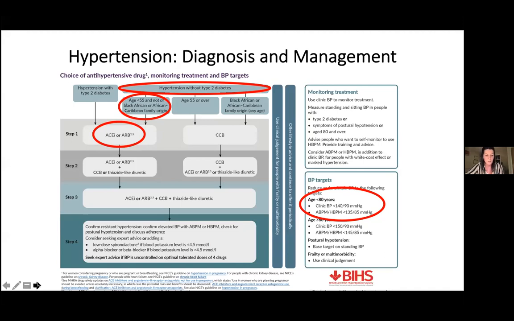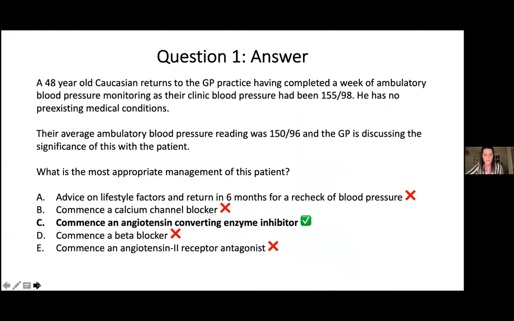So checking back with the question here, the correct answer is C, to commence an angiotensin converting enzyme inhibitor, an ACE inhibitor. If his readings were high but below the threshold, we might think about A, we might think about lifestyle factors, we might think about returning in 6 months, but he definitely does have stage 2 hypertension, so he needs treatment. And the reason we wouldn't go straight for a calcium channel blocker, beta blocker, or angiotensin receptor antagonist is they are simply not first line.